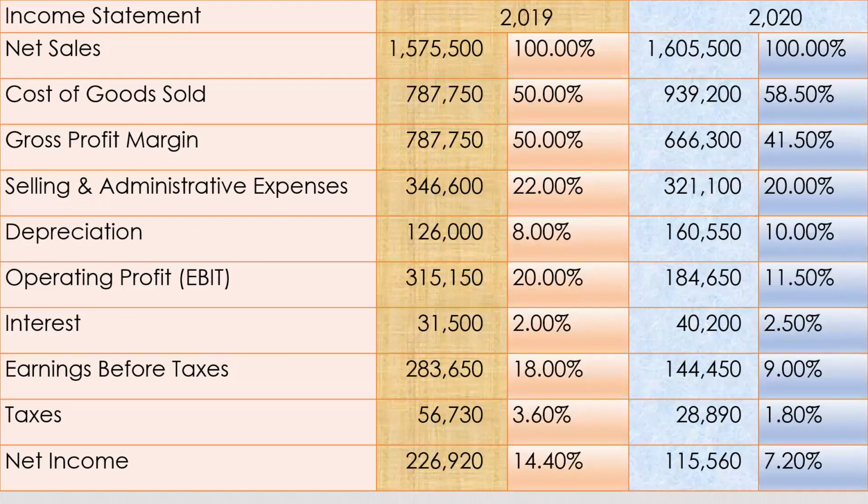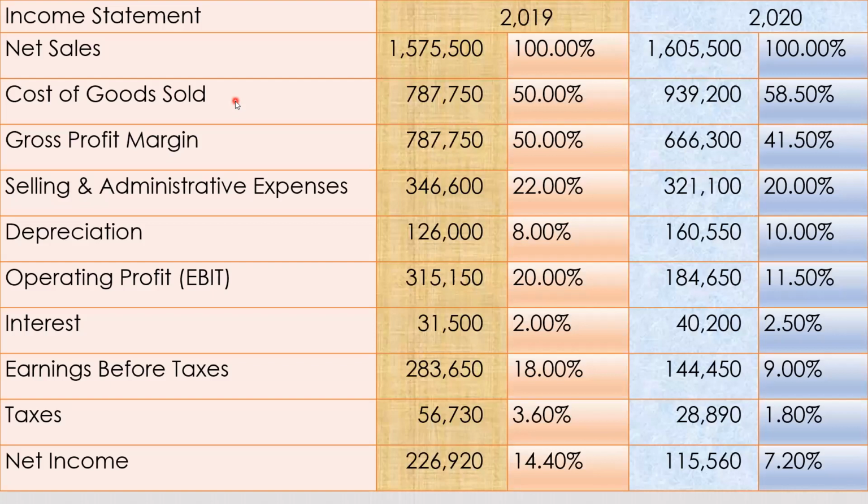Now, what ideas can you see by going through this? You can see net sales is fixed for the two time periods because we have calculated the common size analysis of the income statement based on the common figure of sales. But here in 2019, the cost of sales figure is lesser than 2020, which indicates that cost of sales has increased in 2020.